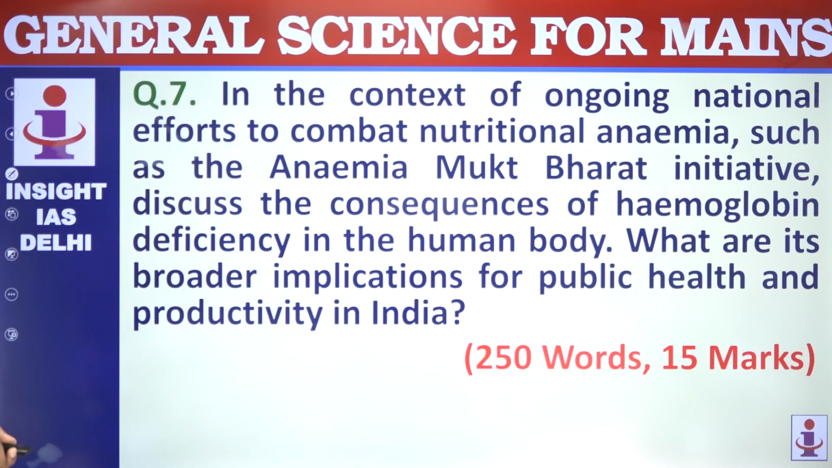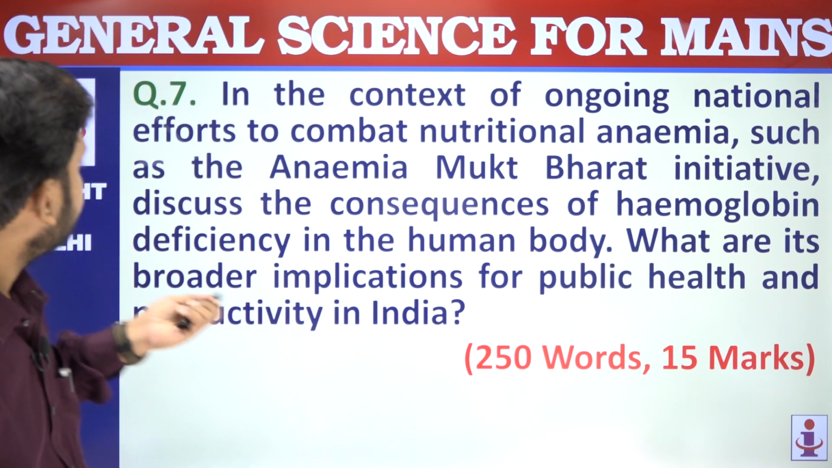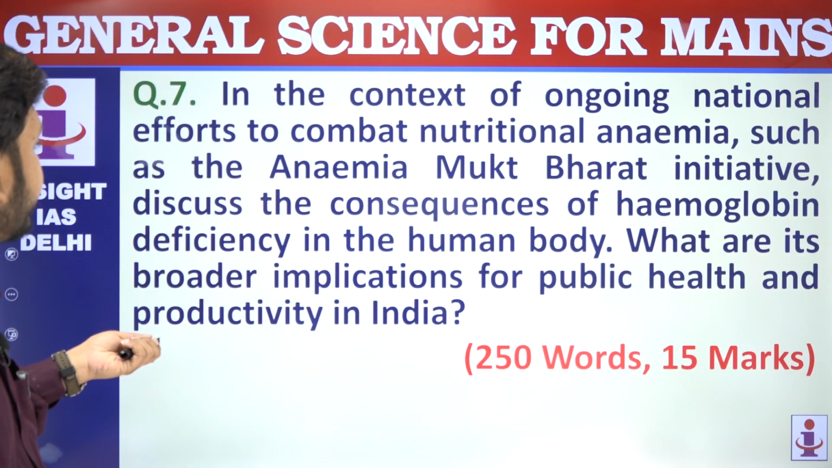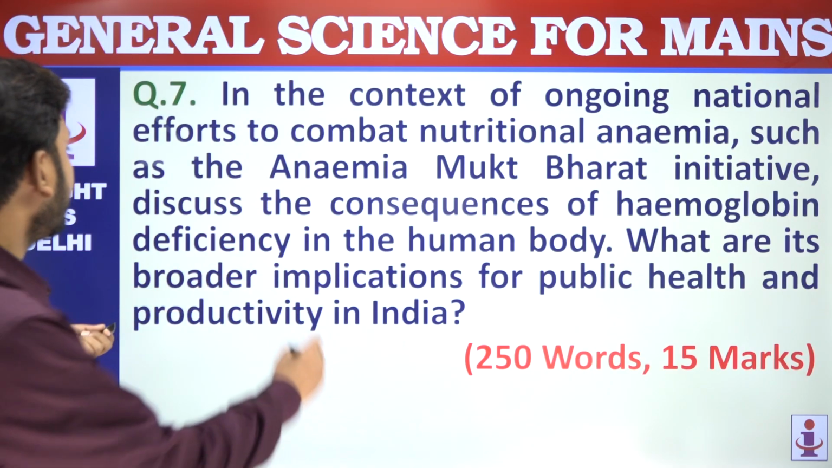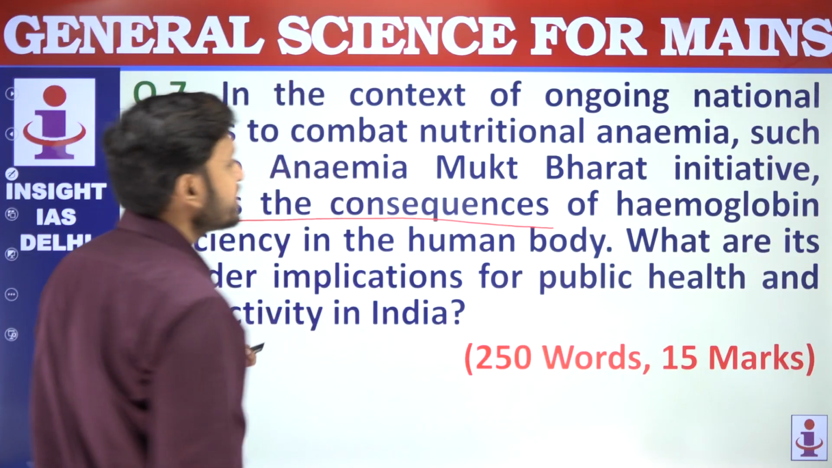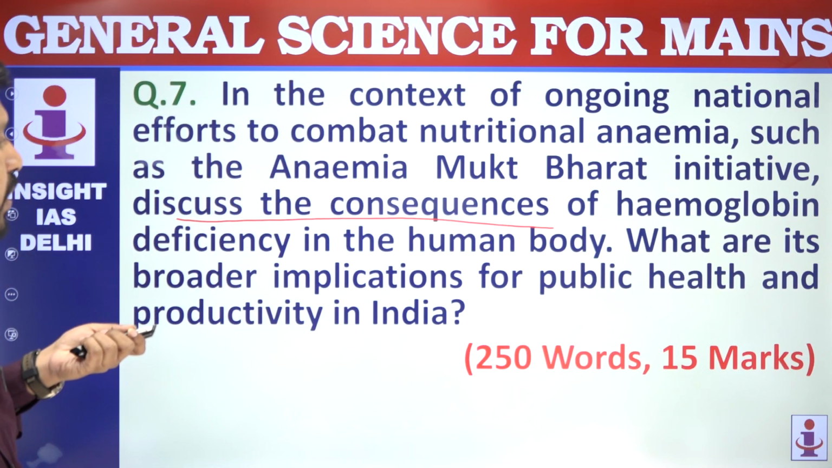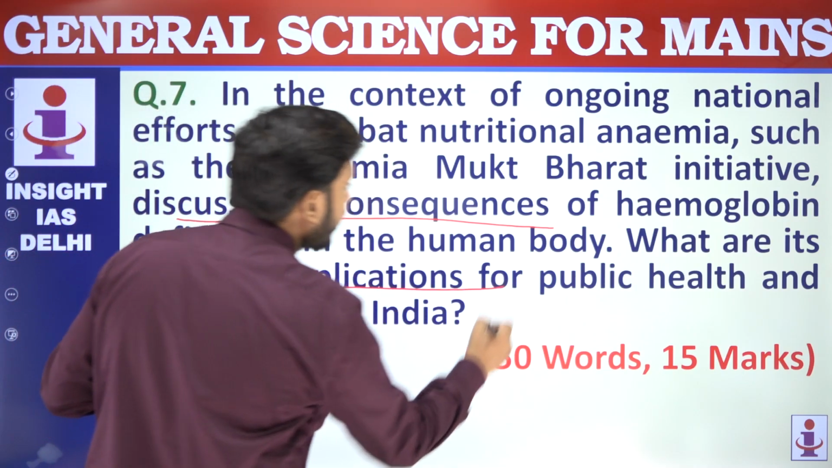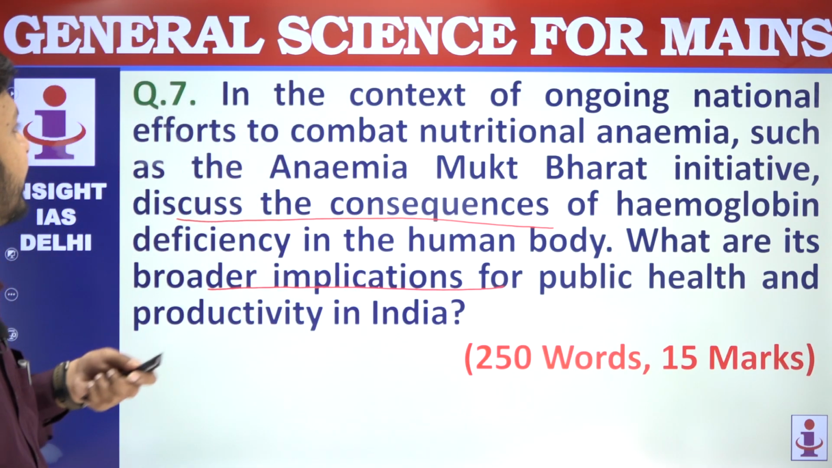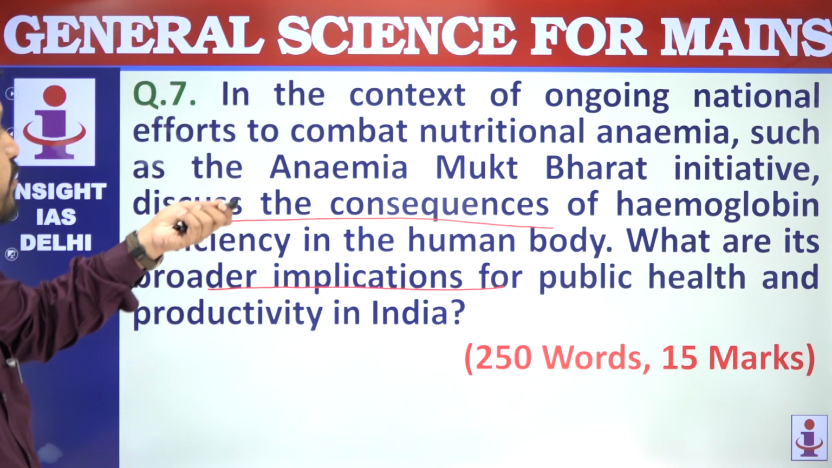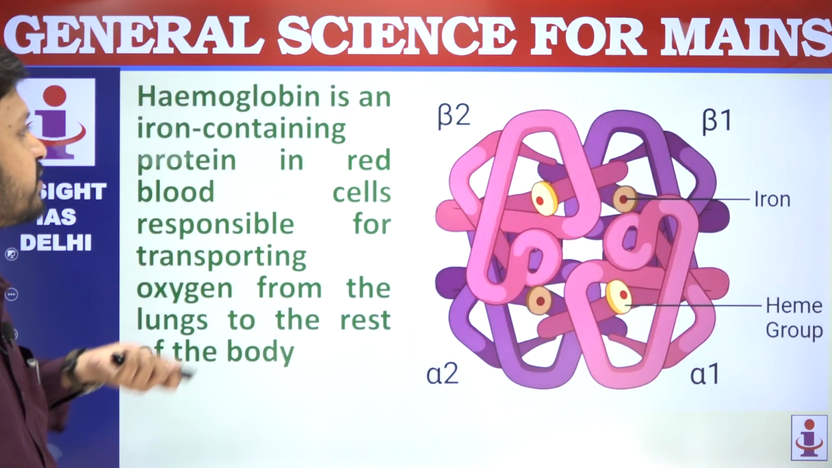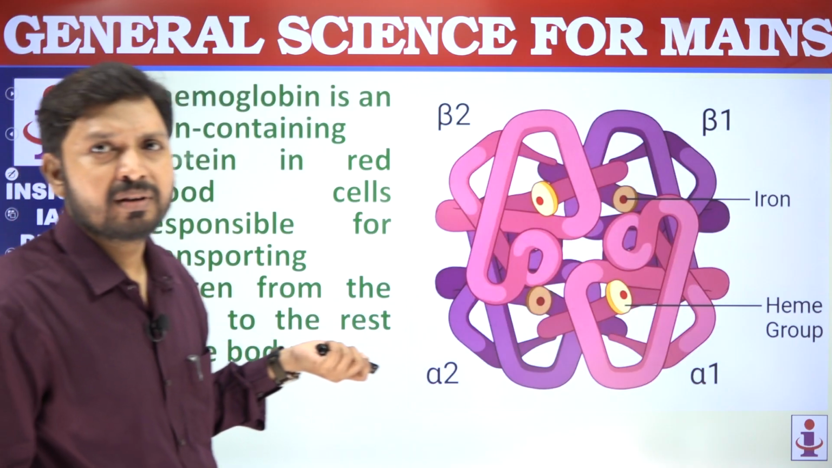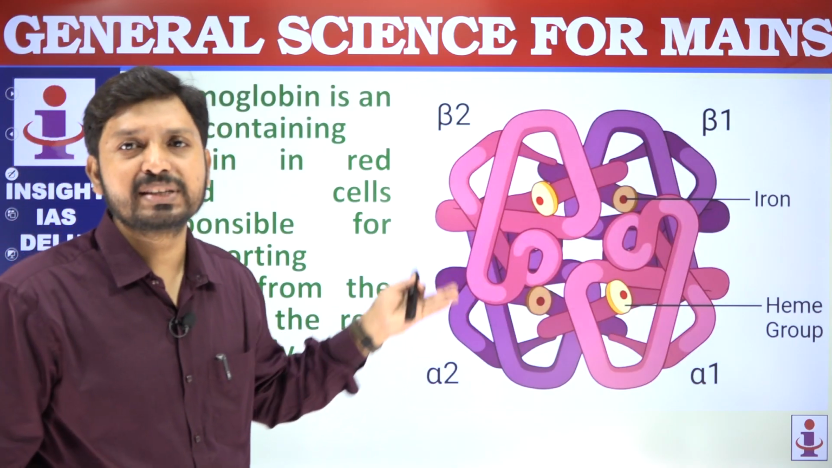In the context of ongoing national efforts to combat nutritional anemia, such as the Anemia Mukt Bharat initiative, discuss the consequences. What they are asking is, discuss the consequences of hemoglobin deficiency in the human body. What are its broader implications for public health and productivity in the country? So they are asking something about nutritional anemia. So first we will see hemoglobin. What is hemoglobin? After that we will see anemia, all these things, then go into the further topic.